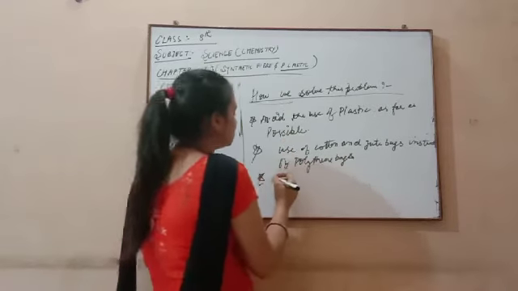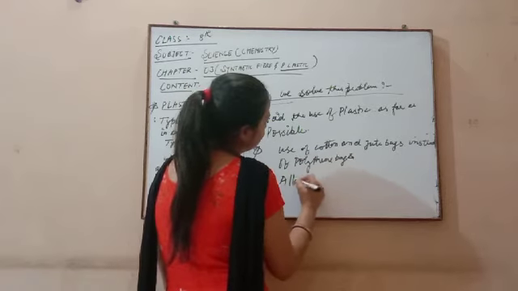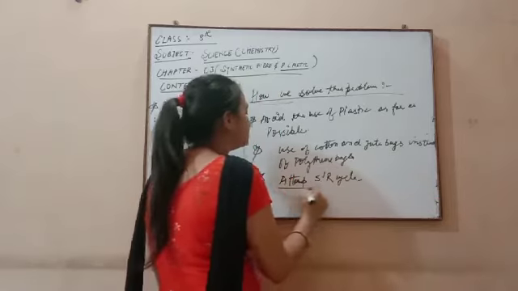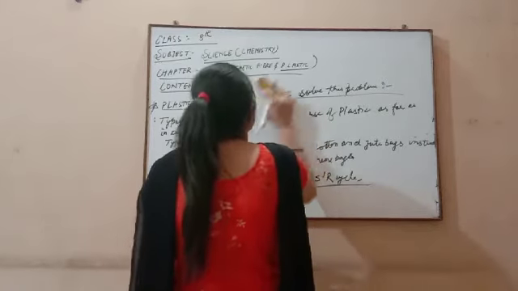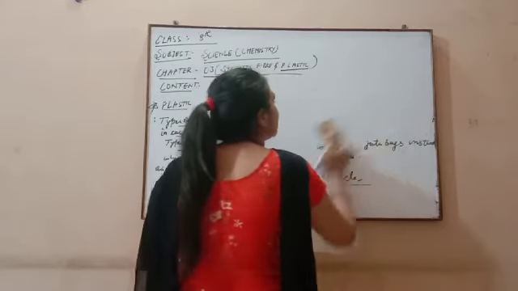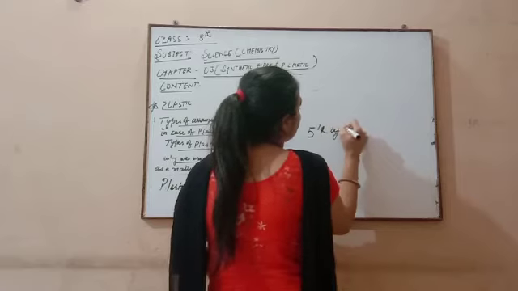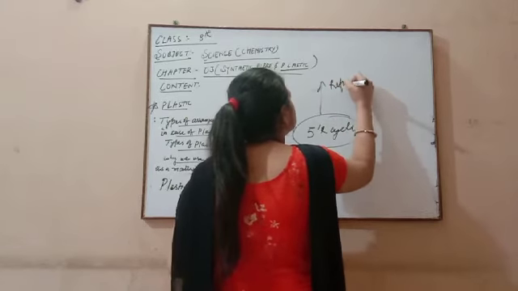Now third one is your attempt, 5R cycle. Okay, so what's the meaning of 5R cycle? Here we discussed about 5R cycle also. 5R cycle means there are 5R in this cycle. First one is your refuse. Second one is your reuse.